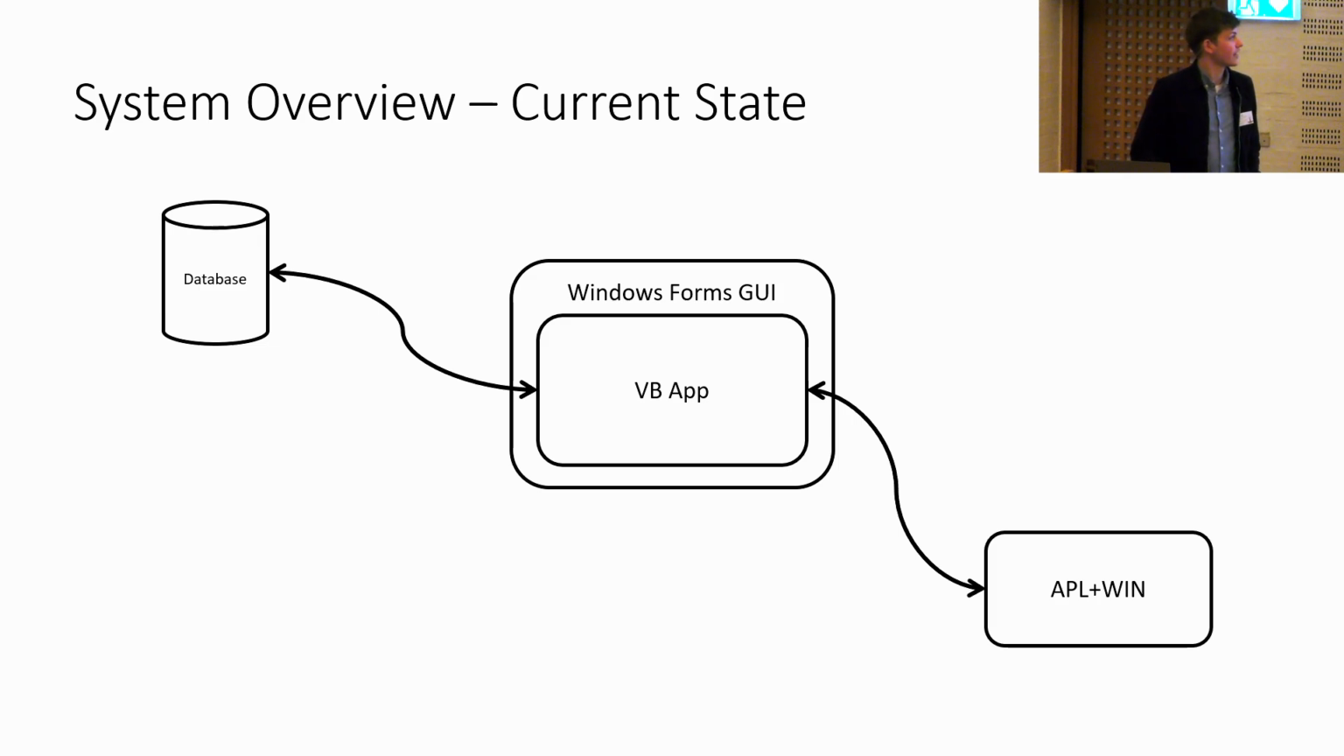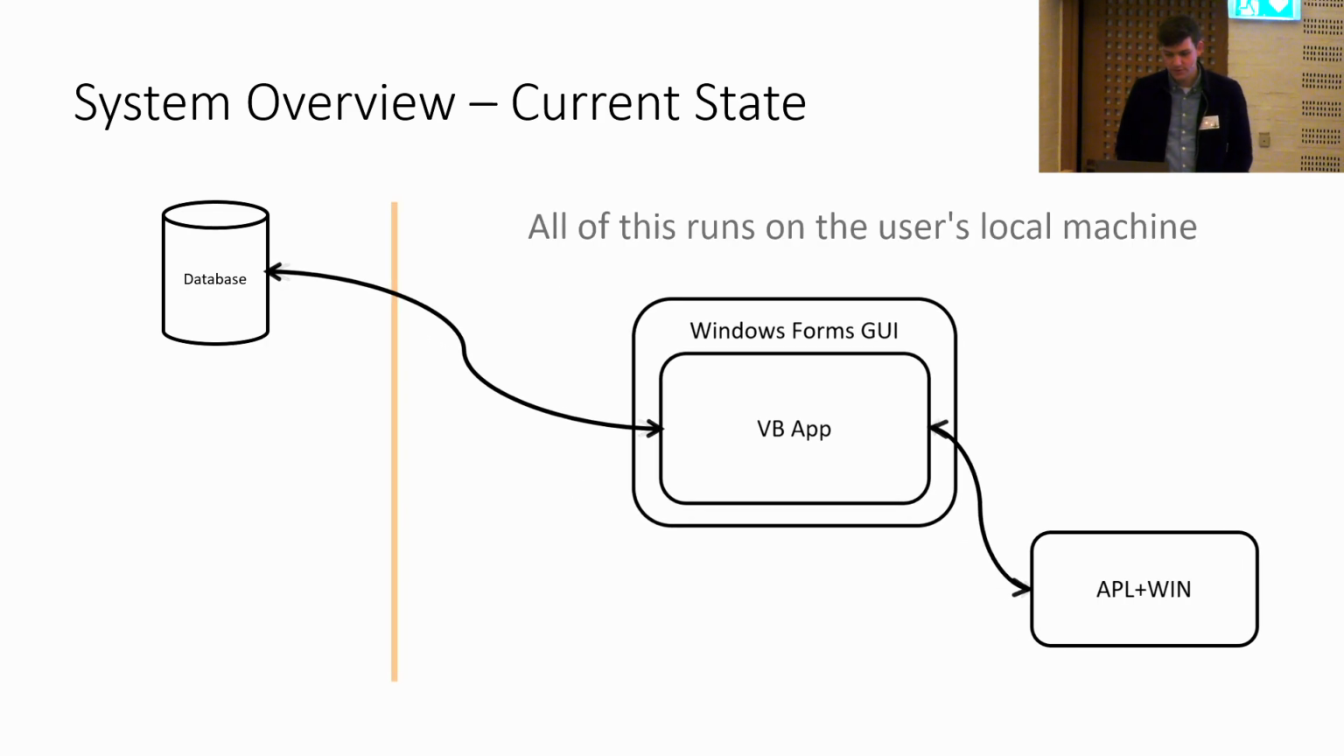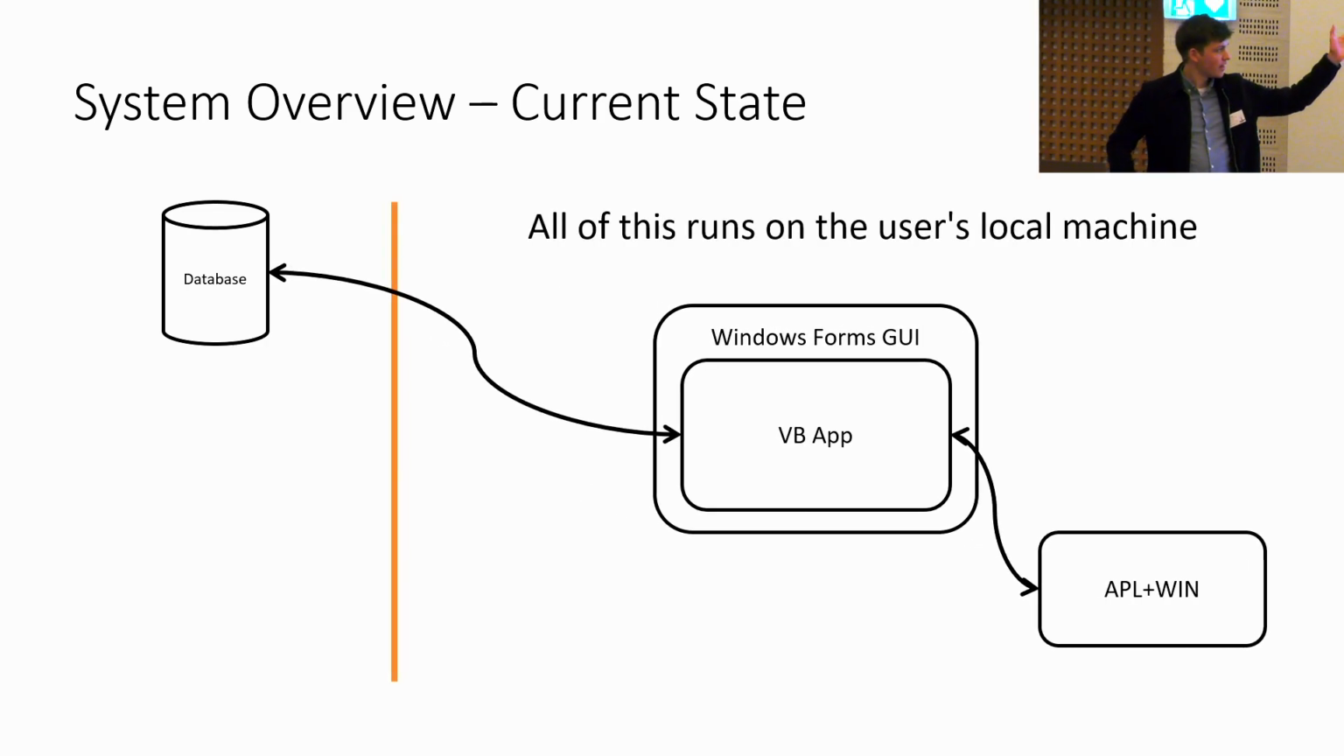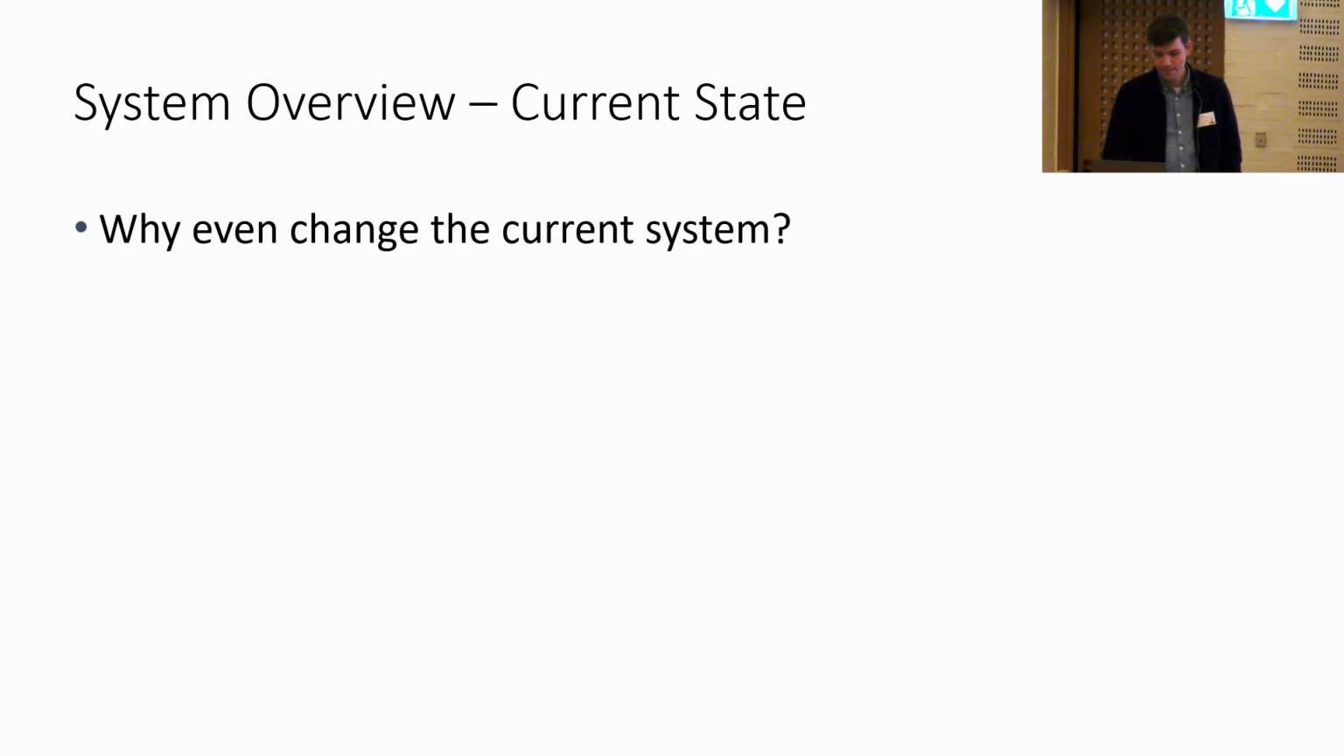So let's look again at the system. So this is how it looks like. And one thing to note is everything that you see on the right runs on the user's local machine. And this is something that the IT department of the customer finds really annoying, because they have to put the APL+WIN workspace in a shared folder and have to manage all of that and then provide the exe for the Visual Basic app. So this leads over to the question why they wanted to change the system.